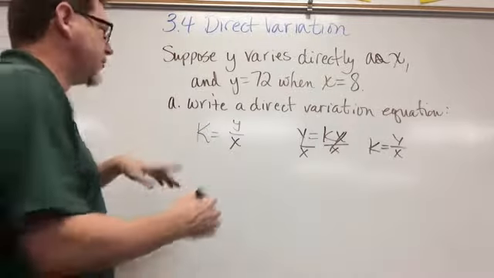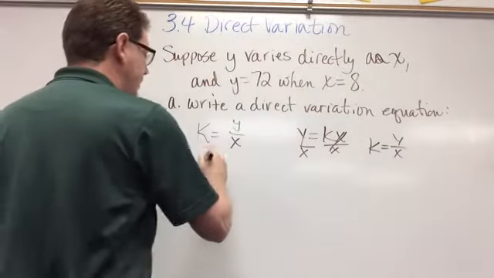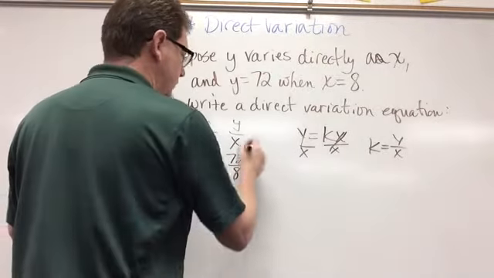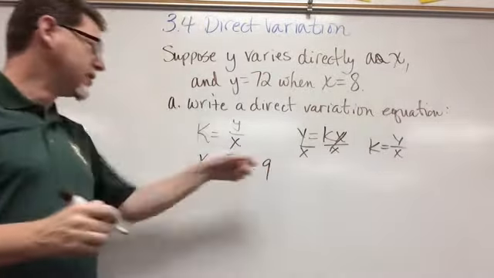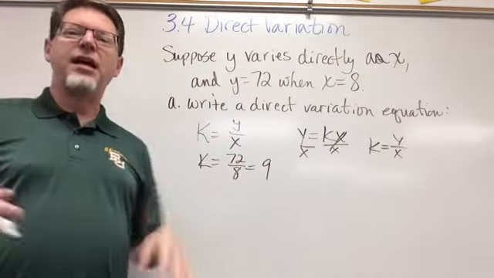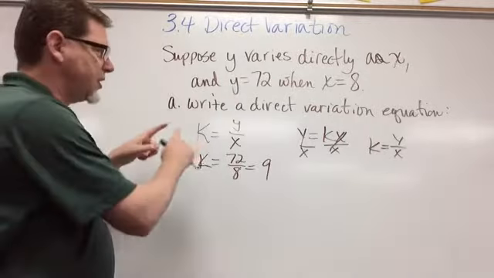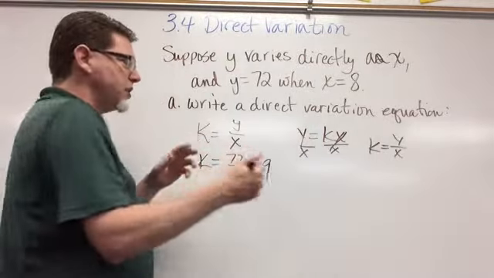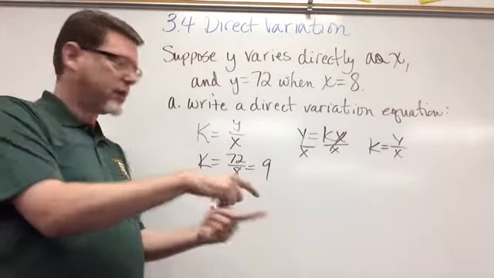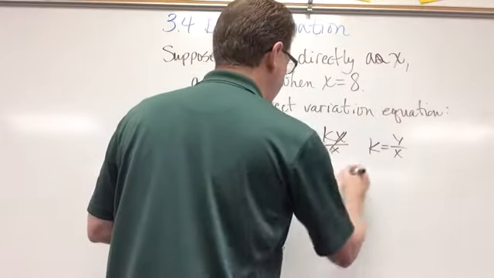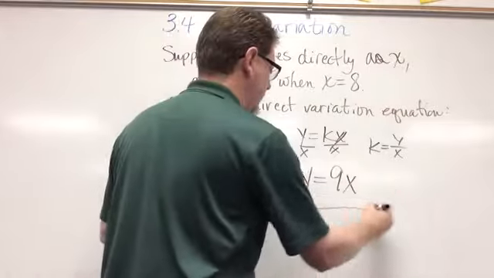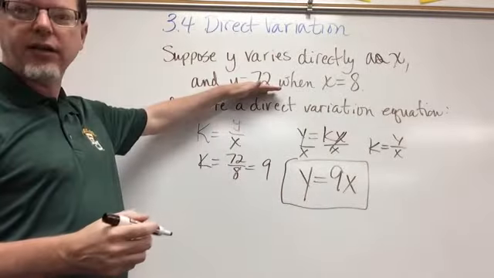So if k equals y over x, then I'm going to plug in the y and the x that I have. So k equals 72 over 8, which equals 9. So I know that my constant of variation is 9, which also means that my slope is 9. So now, to write the equation, I'm just going to take this original equation of y equals kx, and I'm going to substitute the k. Okay? So the equation that I'm going to write is y equals 9x. That is the direct variation equation for this scenario.